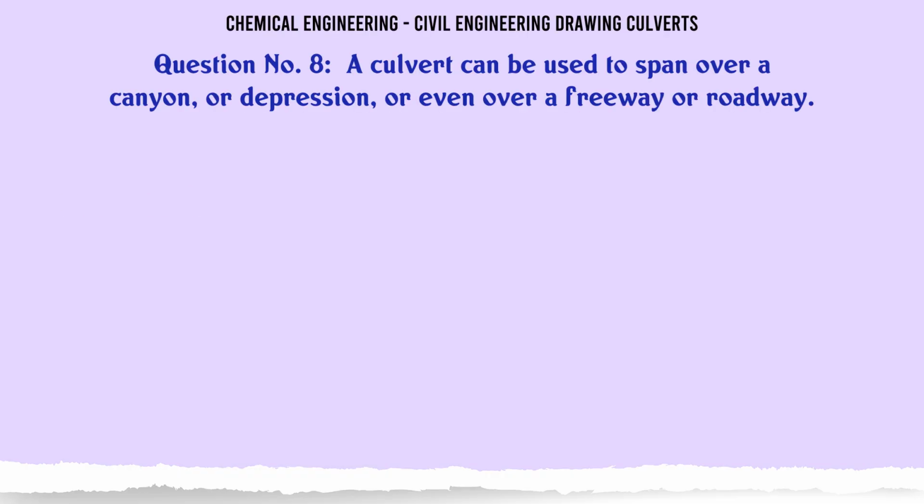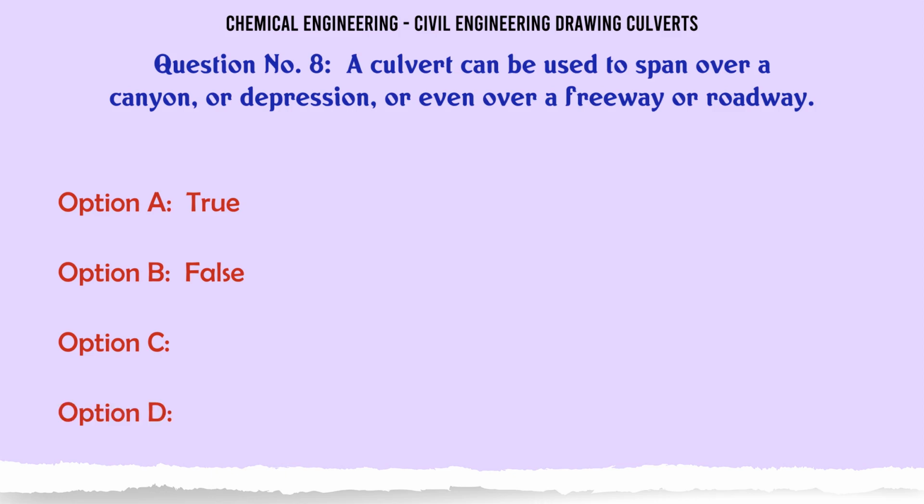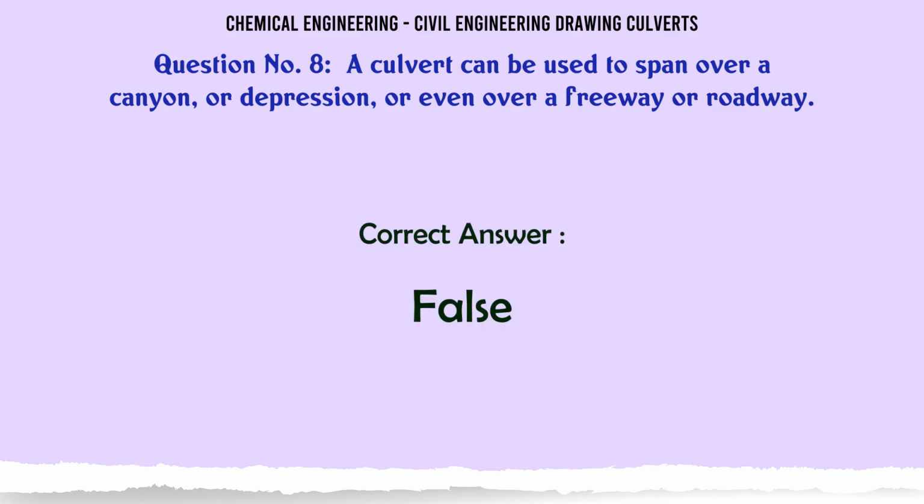A culvert can be used to span over a canyon or depression or even over a freeway or roadway. A. True. B. False. C. D. The correct answer is false.